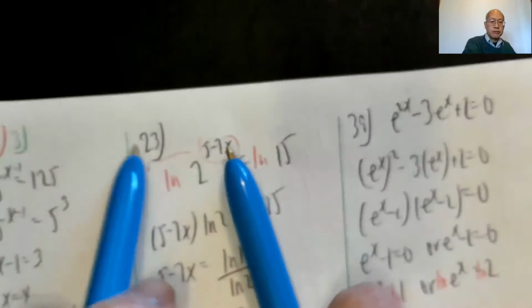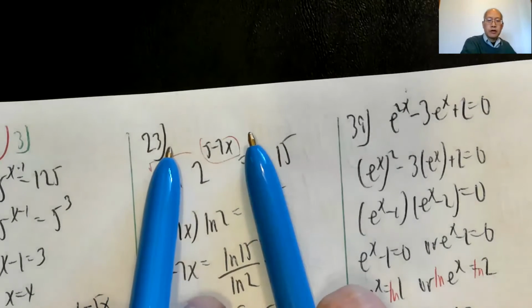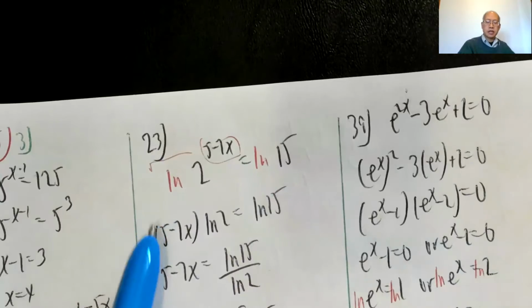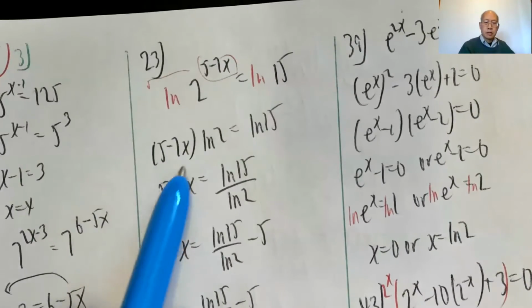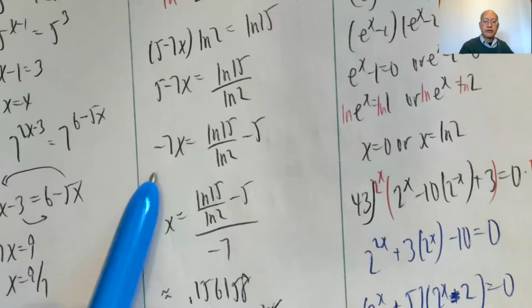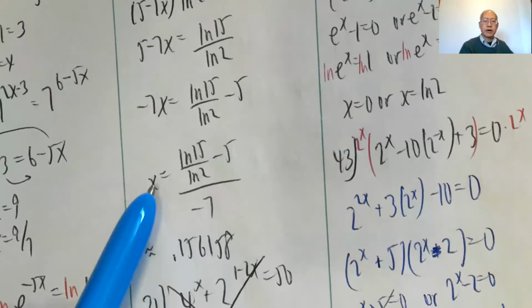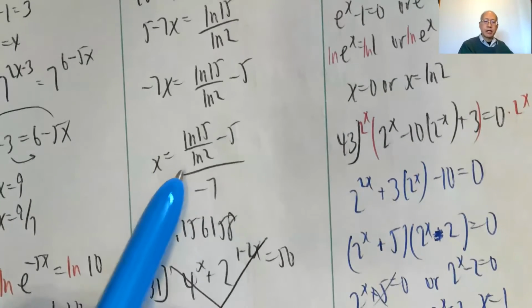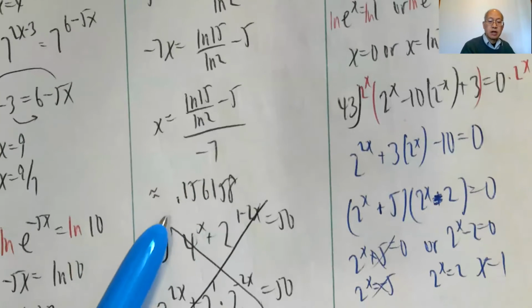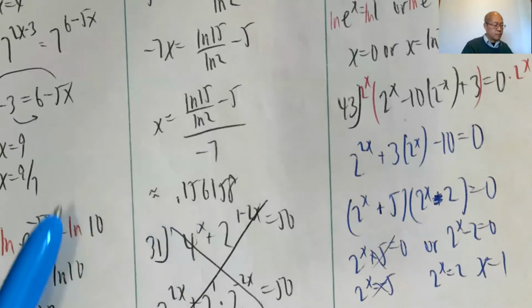Okay, similar theme for 23. 2 to the 5 minus 7x equals 15. Take the natural log of both sides. This thing gets to come down in front. Divide by ln 2. Subtract 5. And divide the whole thing by negative 7. So x is natural log of 15 divided by natural log of 2 minus 5 all over negative 7. Punch it in your machine. 0.156158.